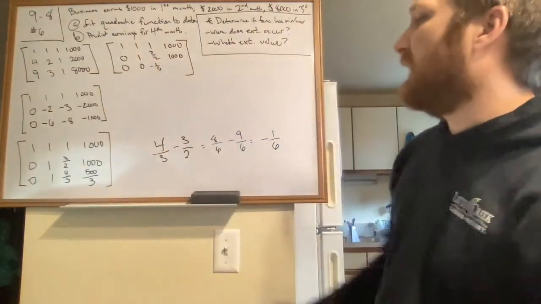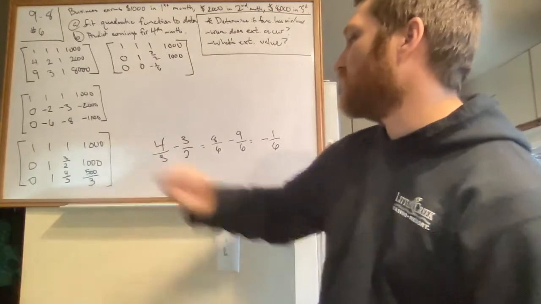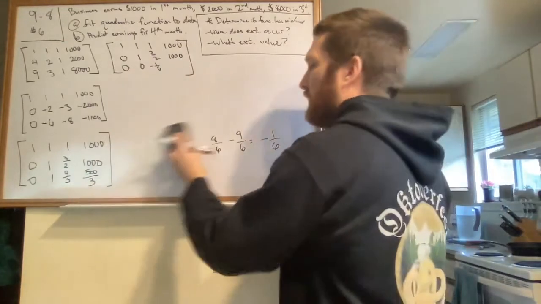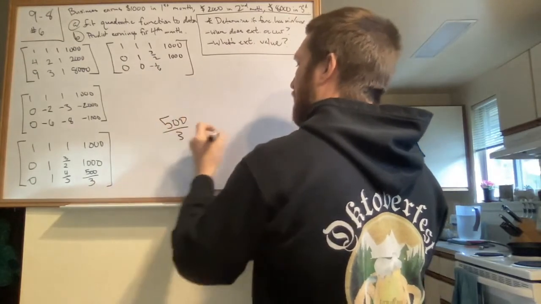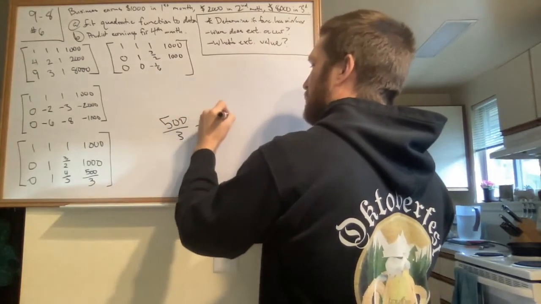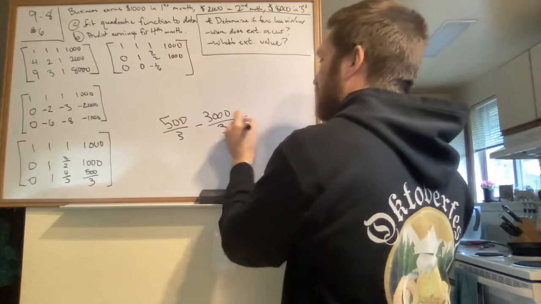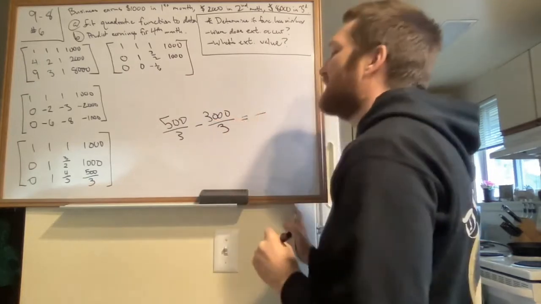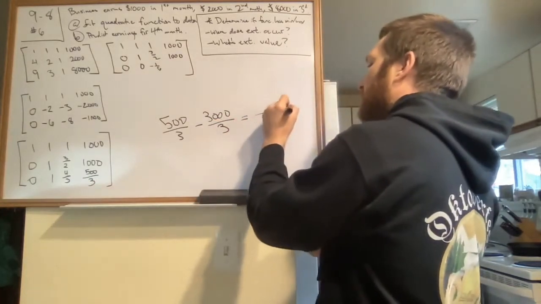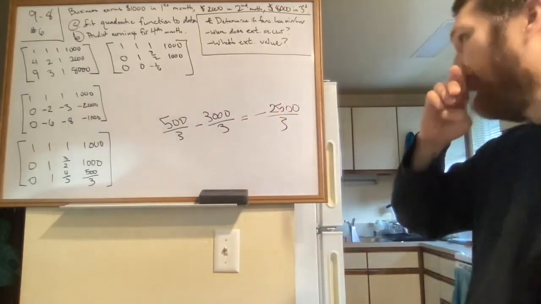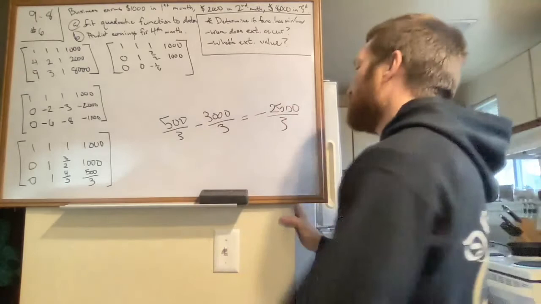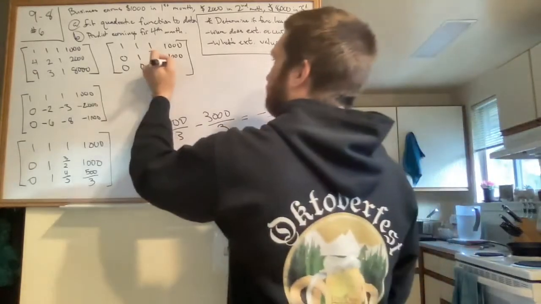Uh-oh. I said I was going to take this and subtract that. So that's 500/3 minus 1,000. 500/3 minus 1,000 is the same as 500/3 minus 3,000/3. So that's minus 2,500/3. I believe. Yep, minus 2,500/3.